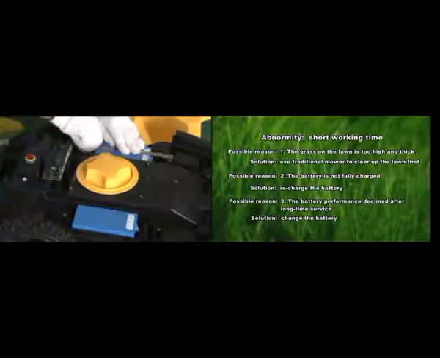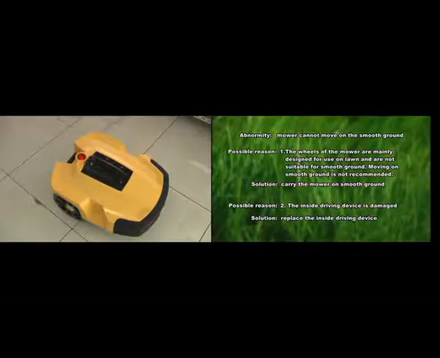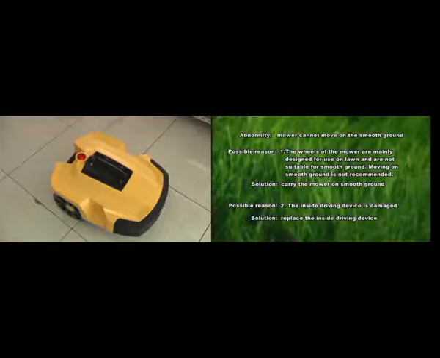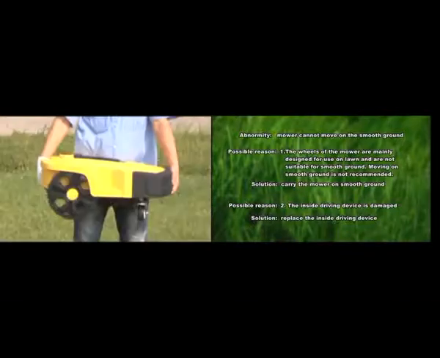Solution: change the battery. Abnormality: mower cannot move on smooth ground. Possible reason: the wheels of the mower are mainly designed for use on lawns and are not suitable for smooth ground. Moving on smooth ground is not recommended. Solution: carry the mower on smooth ground. 2. The inside driving device is damaged. Solution: replace the inside driving device.